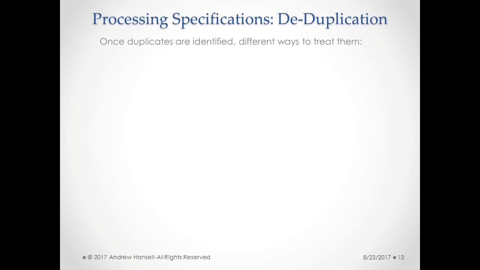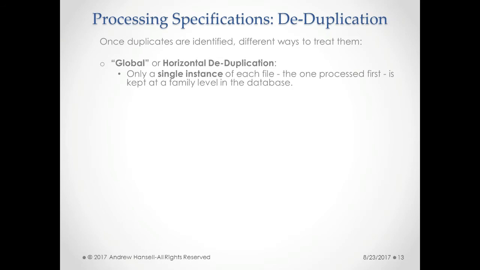So once the processing software goes through and determines what are duplicates and what are not, there are different ways that you can treat those documents. The first one we'll talk about is what's called global or horizontal deduplication, fast becoming the most common deduplication, in part because it's going to give you the biggest reduction in the database. So in global deduplication, only a single instance of each file, and it's going to be the first one that's processed, is going to be kept at a family level in the database.